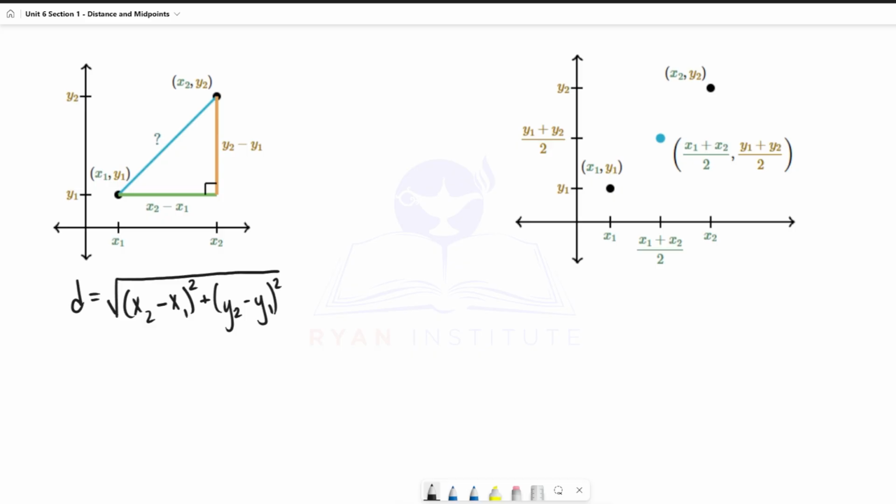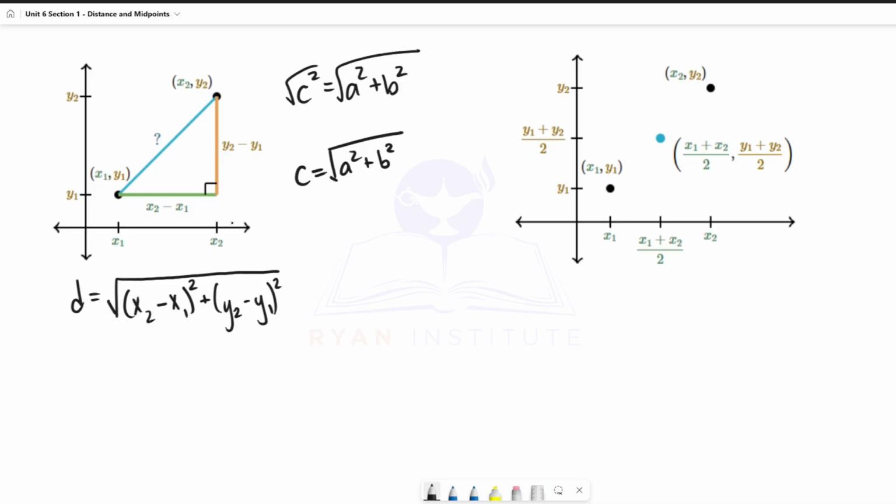Let's talk about why this works, right? If you can recall our Pythagorean theorem formula, we know that it is c squared equal to a squared plus b squared, yes? If I were to get c by itself, I would have to take the square root. So I take the square root of this, and that would give me c equal to the square root of a squared plus b squared.